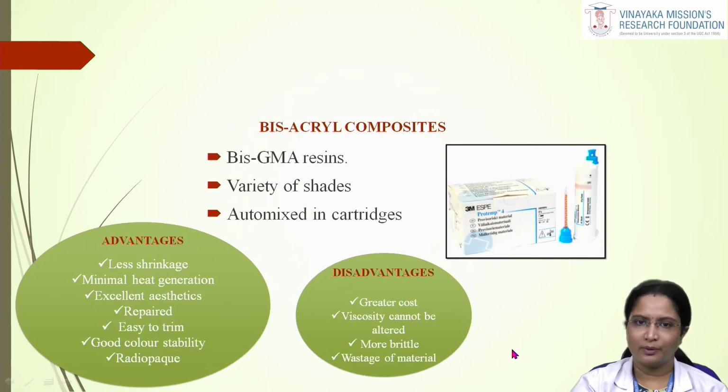Moving on to the next temporary restorative material, it is bis acrylic composite. It is available in various shades and is used with a cartridge. The advantages will be less shrinkage when compared to that of the acrylic restorative material, minimal heat generated compared to the acrylic, excellent aesthetic properties, easy to repair and trim, color stability and radio opacity. The disadvantage will be its cost because it is more expensive than the acrylic restorative material. Viscosities cannot be altered, it is more brittle, and there is material wastage because of using a cartridge system.